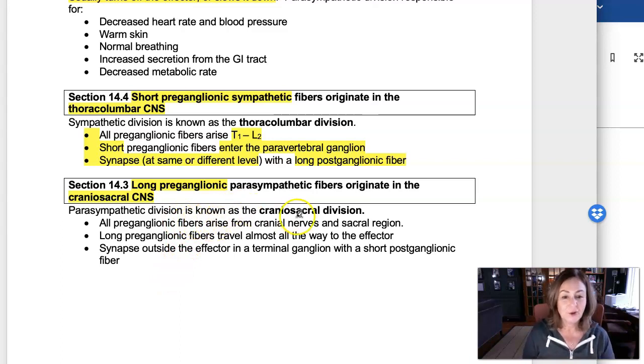So the parasympathetic division is known as the craniosacral division. The preganglionic fibers come from those areas. They're long. They go almost all the way to the effector. They synapse right outside of the effector in a terminal ganglion, and then they have a short postganglionic fiber that goes into the effector.